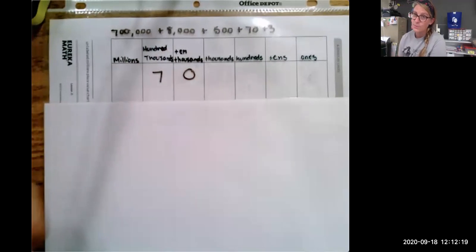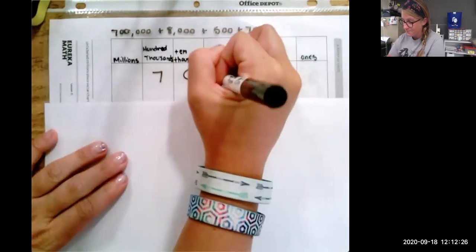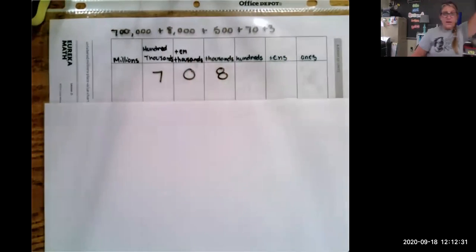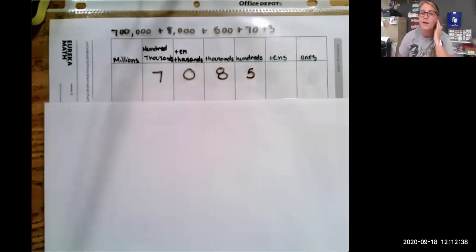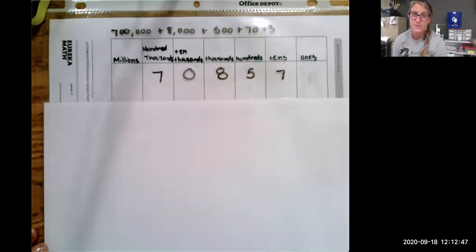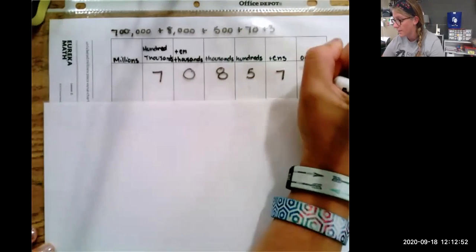In our thousands place, we have 8,000. So the digit in the thousands place is going to be an 8. The hundreds place, we have 500, and the digit in the hundreds place is going to be 5. And then in our tens place, we have a 70, so the digit in the tens place is going to be 7. And then finally, in our ones place, we have a 3. So the digit in our ones place is going to be 3.